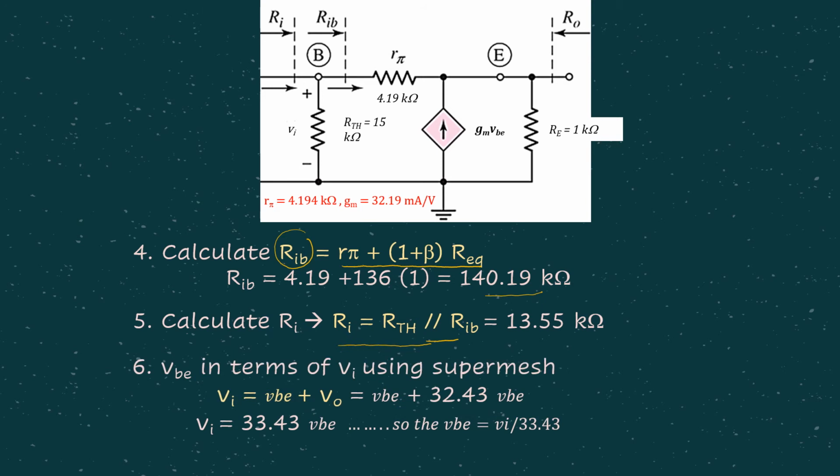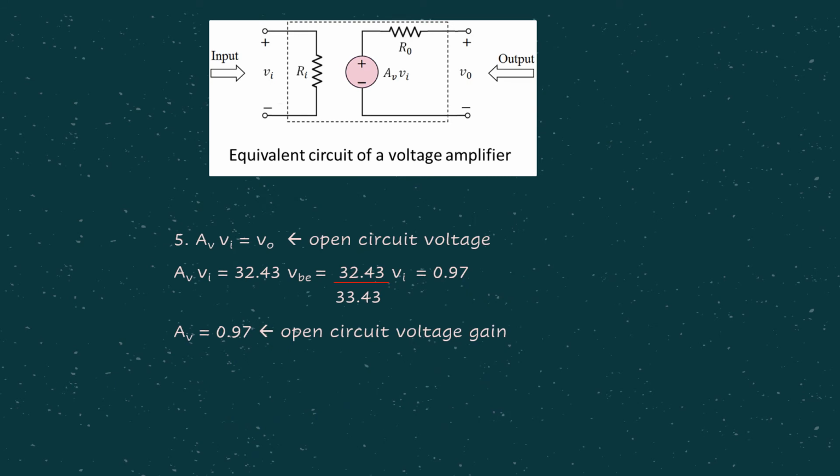Then step number 6, remember we do super mesh, where VI equals VBE plus V0. VI is here, VBE is the voltage here, V0 is the voltage here. So we do some kind of KVL over the voltage source. That's why in this particular case, we can have VI in terms of VBE, or we can rearrange VBE in terms of VI.